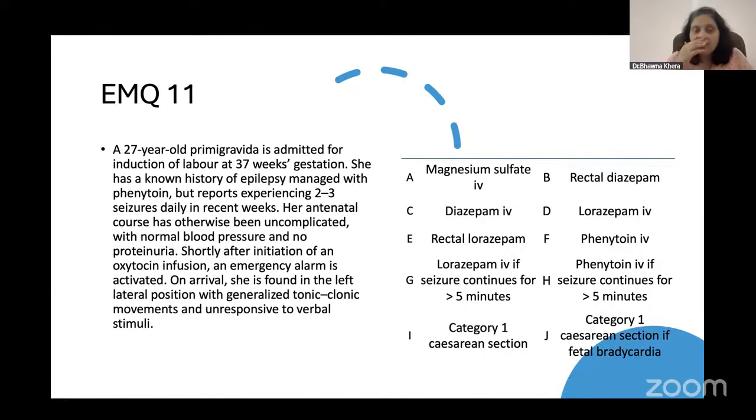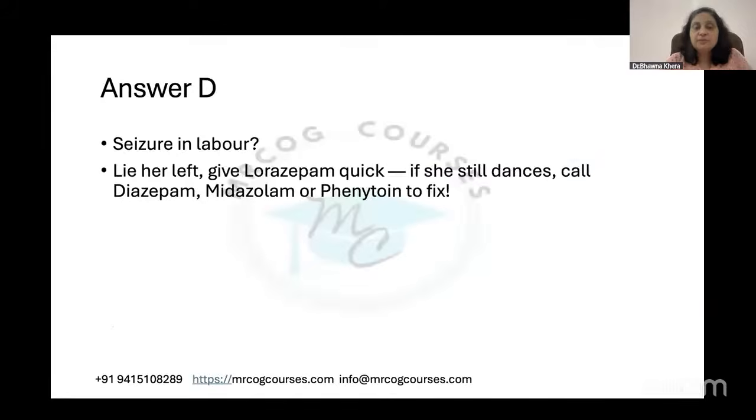Why would we wait? She is in labor, seizures in the labor. So we need to give the lorazepam immediately. Seizure in labor, lie her on the left, give lorazepam quick. If she still dances, call the diazepam, midazolam or phenytoin to fix. Okay? So remember this good quote, right? The musical quote: lie her left, give lorazepam quick. If she still dances, call diazepam, midazolam or phenytoin to fix. That's what we are going to do. So lorazepam is the first choice here.